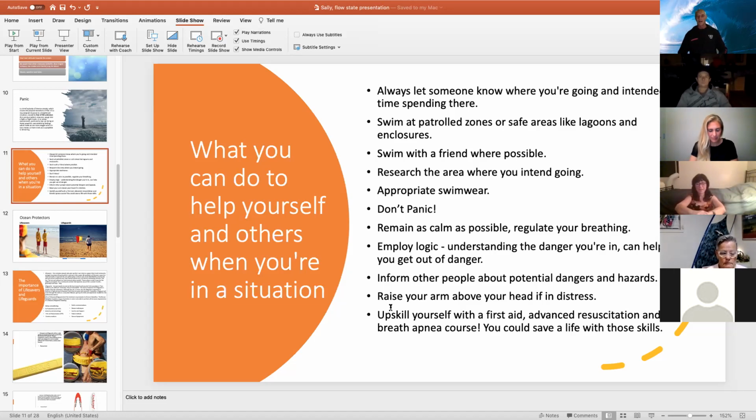You can inform other people about potential dangers and hazards. Maybe some of the knowledge you've gained here tonight, go and tell some of your other friends that maybe didn't attend, or who intend on surfing or swimming. You can give them further insight into how they can help themselves.